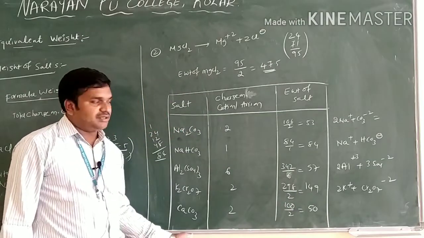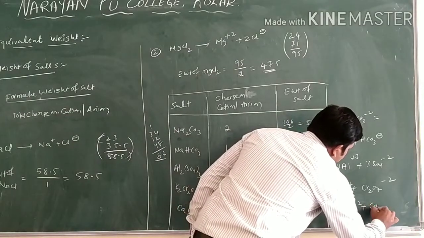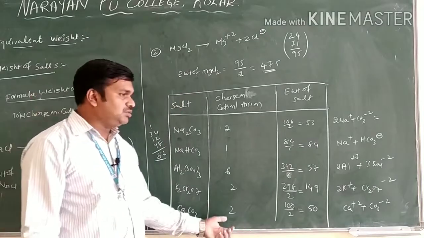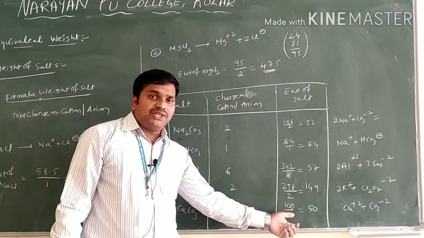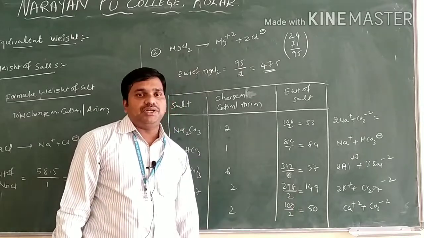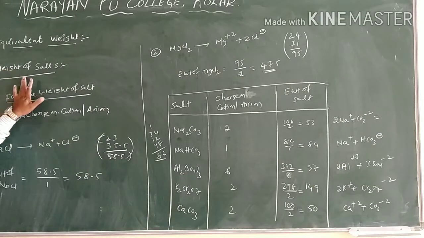Calcium carbonate dissociates into Ca2 plus and CO3 minus 2. The positive or negative charge will be 2. What is the formula weight of calcium carbonate? 100 by 2, how much? 50 only. In this way we have to find out the equivalent weight of the salts only.